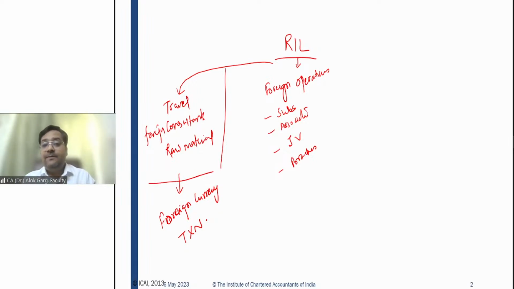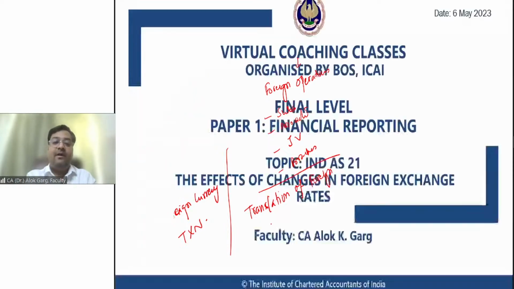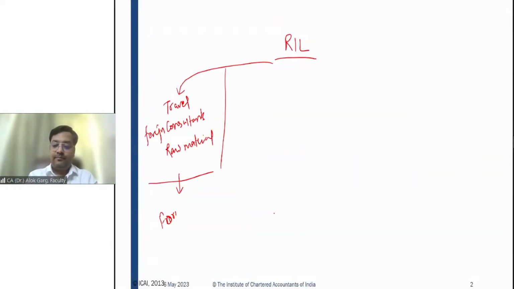So now the question arises: how does the foreign operations' financial statement need to be translated, because these foreign operations' financial statements must have been presented in different foreign currencies. So this standard gives you the guidance about translation, please concentrate on this word. In the initial part, I talked about recording of foreign currency transactions. Now I am talking about translation of foreign operations' financial statements.